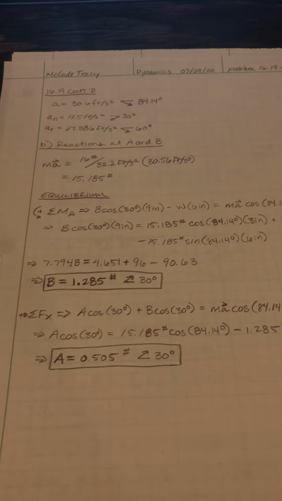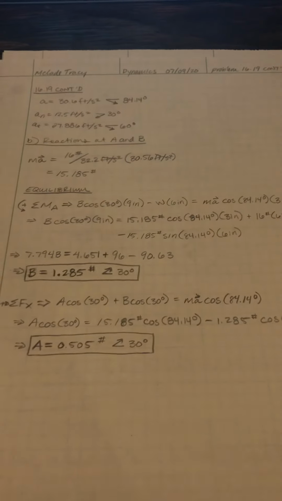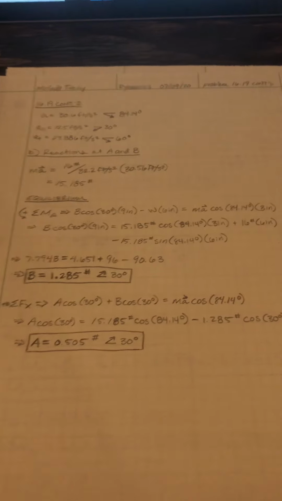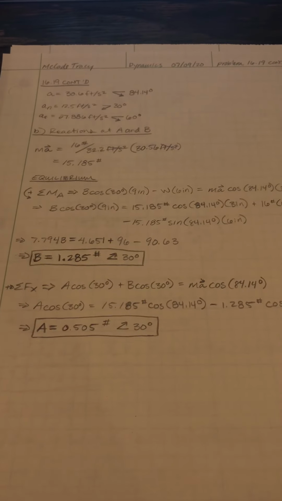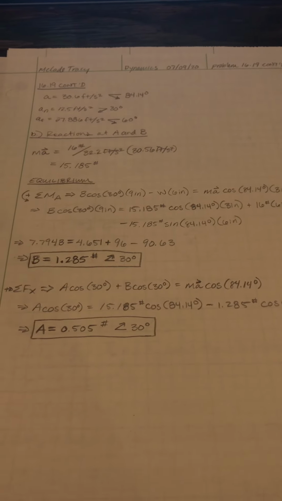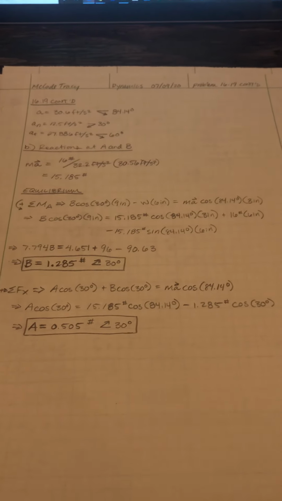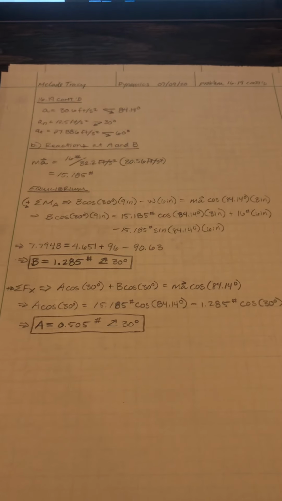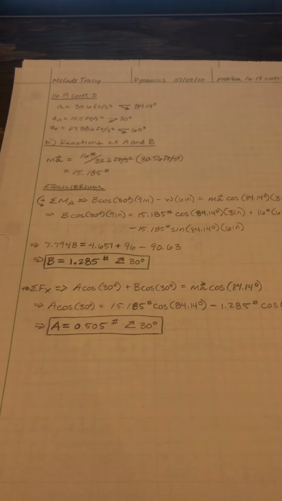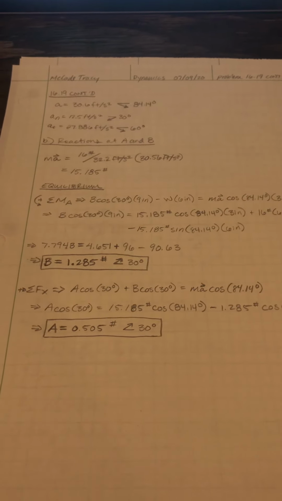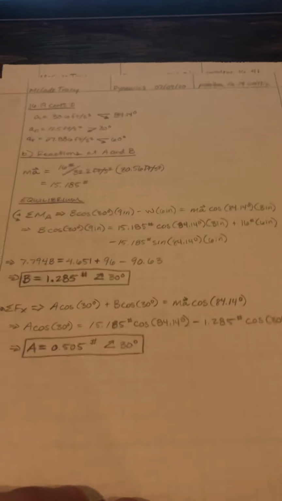And here we can sum forces in the x direction and do a very similar thing, as we have A cosine 30 plus B cosine 30 equals ma cosine 84.14 degrees. And so manipulating the equation, plugging in the values, and following simple algebra, we find that the reaction at A is equal to 0.505 pounds at 30 degrees with respect to the horizontal in quadrant 1.